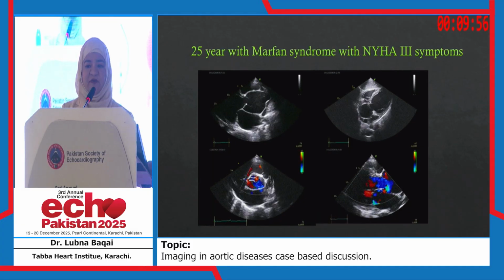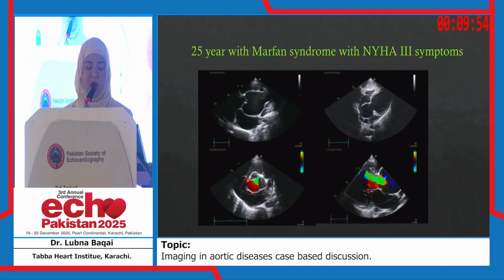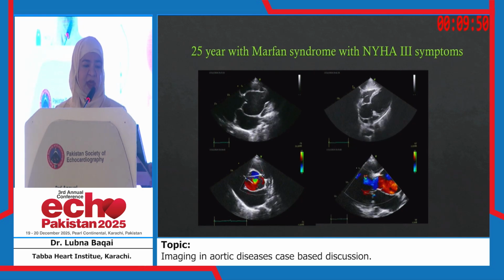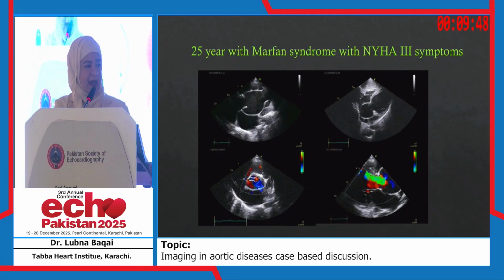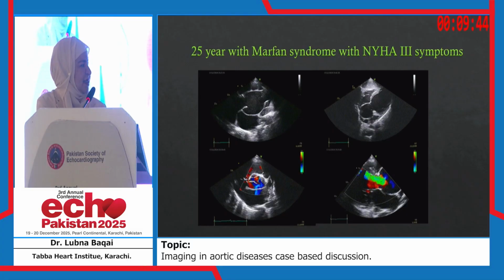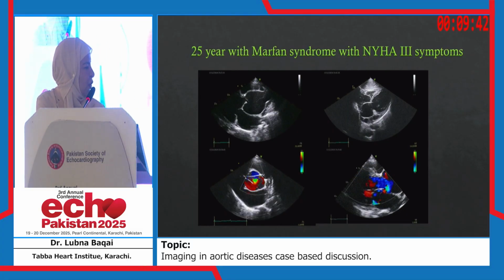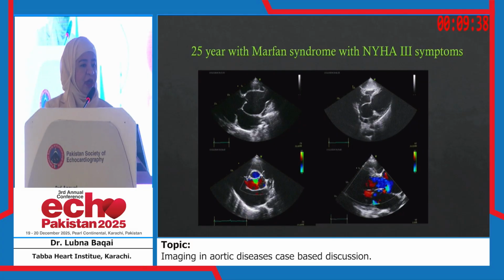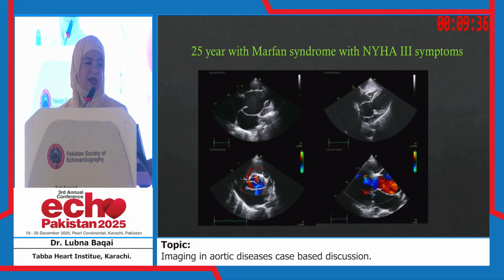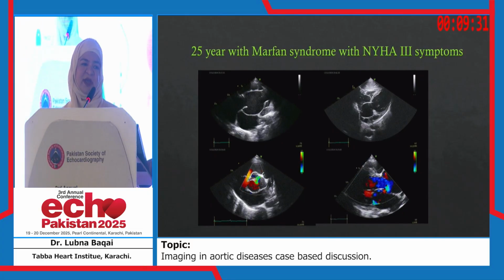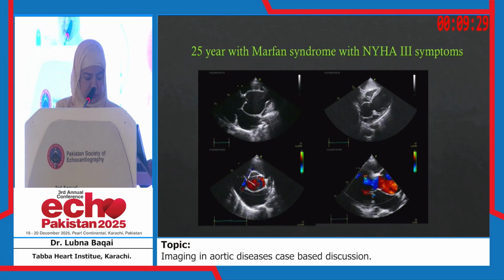Now comes a 25-year-old male with Marfan syndrome, who came to us with NYHA 3 symptoms. You can clearly see a hugely dilated root of the aorta at the sinuses, with a clearly non-coapting aortic valve and severe regurgitation. In Marfan's, usually the root is dilated, whereas in bicuspid valve the ascending part is most commonly dilated, but both can be dilated in both diseases.